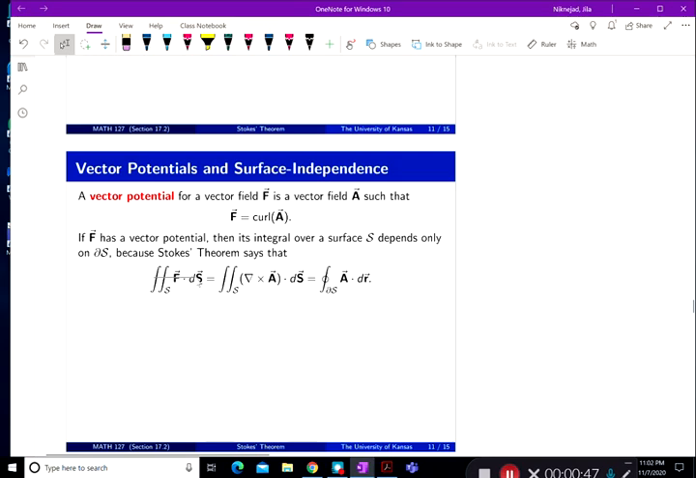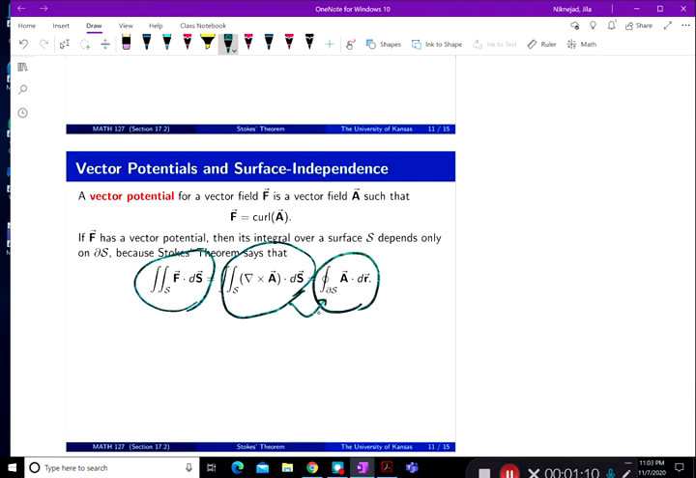The integral over S of F is going to be equal to the integral over S of the curl of A, and that, according to Stokes theorem, is going to be equal to the contour line integral of A dr. And so, knowing this, basically, if F is the curl of another vector field, the surface integral only depends on the boundary.